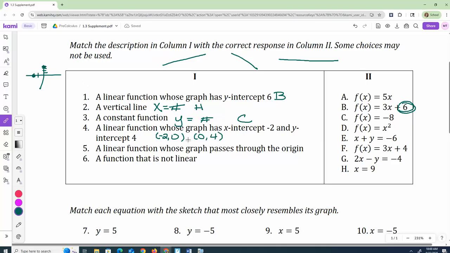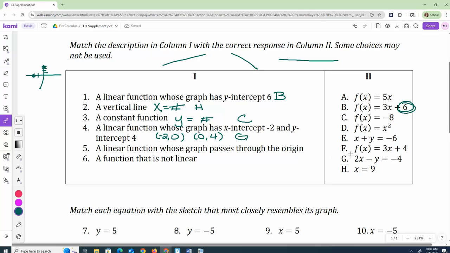So I'm looking for the graph that both of those points would work. Which one would that be? G. If I put in -2 for x and 0 for y, I get -4 equals -4. If I put in 0 for x and 4 for y, I get -4 equals -4.